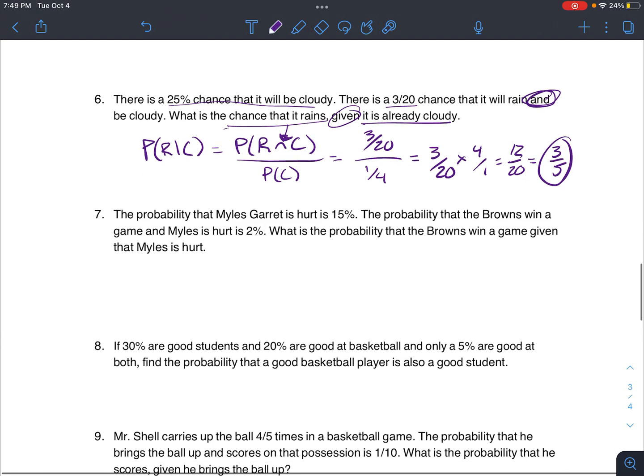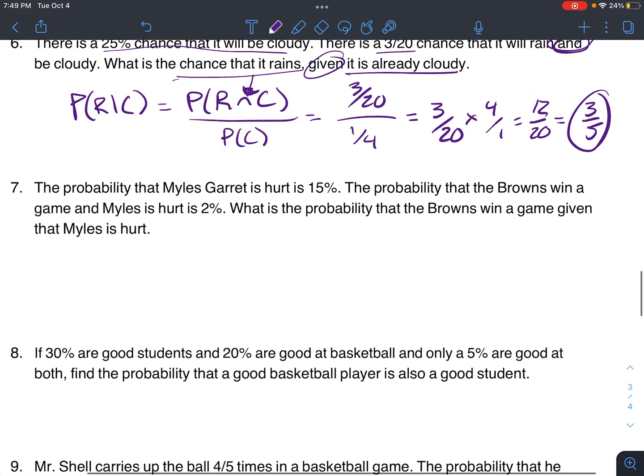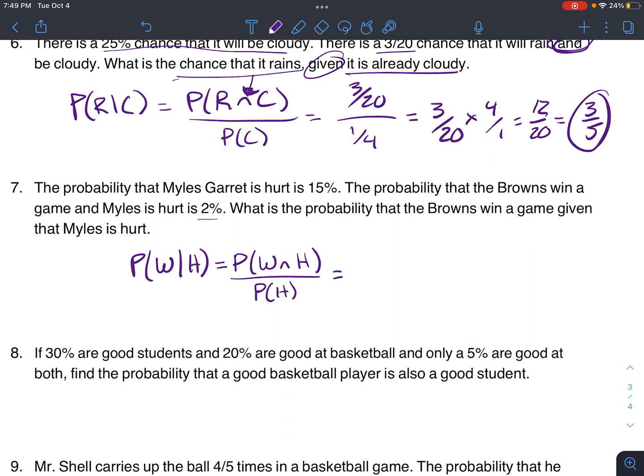The probability that Myles Garrett is hurt is 15%. That's tragic. The probability that the Browns win the game and Myles is hurt is 2%. What's the probability that the Browns win a game given that Myles is hurt? So this is going to be the probability that there's a win given Myles Garrett is hurt, which is the probability of a win and he's hurt, over the probability that he's hurt.